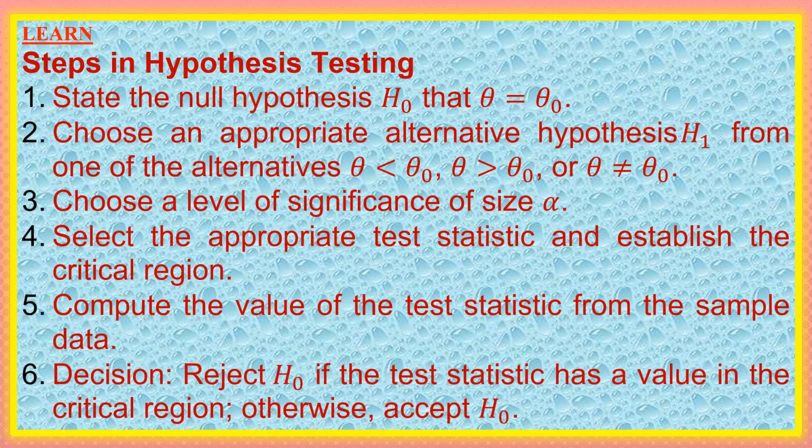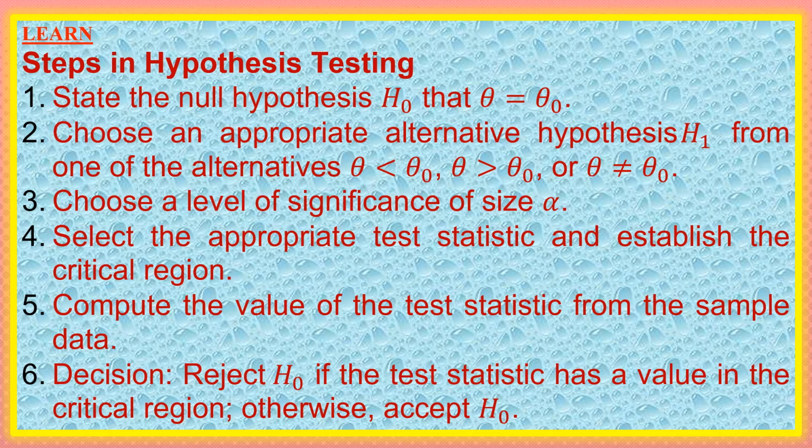Steps in hypothesis testing. Number 1, state the null hypothesis that is given by H sub 0: theta is equal to theta sub 0. Number 2, choose an alternative hypothesis H sub 1 from one of the alternatives. You could have less than, greater than, or not equal. Number 3, choose a level of significance of size alpha. Number 4, select the appropriate test statistics and establish the critical region.